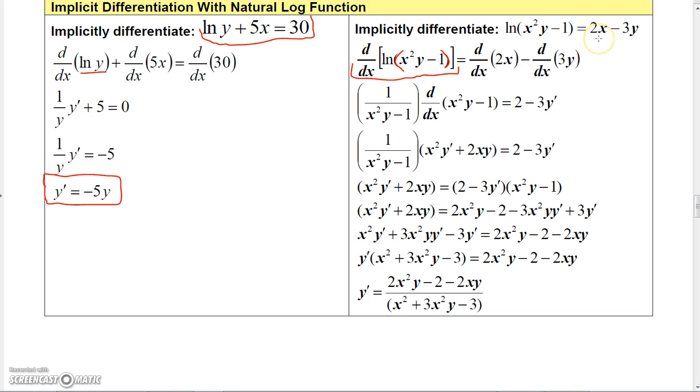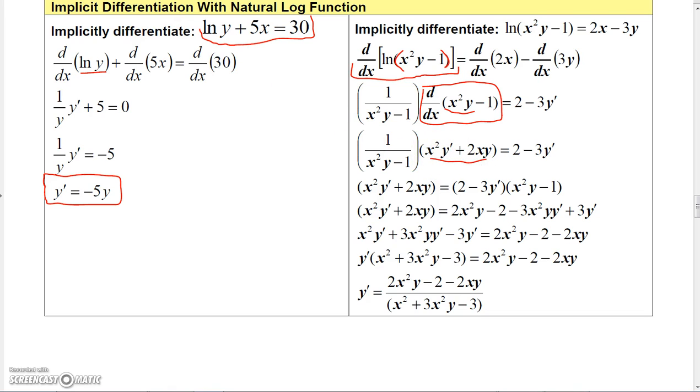On the other side, the derivative of 2x is just simply 2, and the derivative of minus 3y would just be minus 3y prime. Now, let's return to this right here. To get this derivative, we know the derivative of 1 is 0, so that's not going to affect us. But to get the derivative of x squared y, we have to use the product rule. So the product rule would be x squared times y prime plus y times the derivative of x squared, which would give me 2xy. So I would get this here.